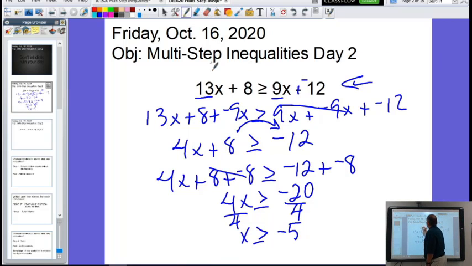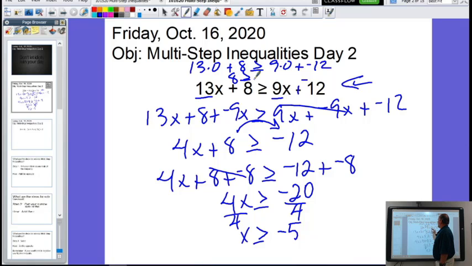If I did, I would do 13 times 0 plus 8. Is that greater than or equal to 9 times 0 plus negative 12? Well, 13 times 0 plus 8 gives me 8. Is that greater than or equal to 9 times 0 plus negative 12, which is negative 12? And yes, it is. So we know that works. That is our basic understanding of how we solve inequalities.